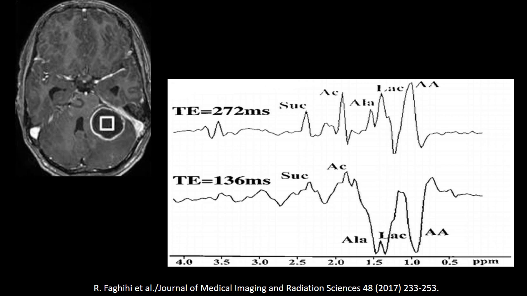This is a case of left cerebellar abscess. The MR spectroscopy shows amino acid peak at 0.9 ppm, a lipid lactate peak at 1.3 ppm, alanine at 1.5, acetate at 1.9 and succinate at 2.4 ppm.